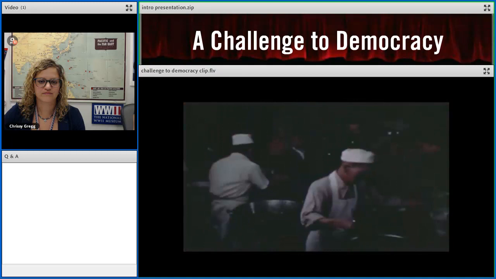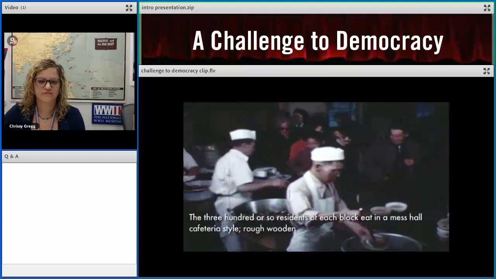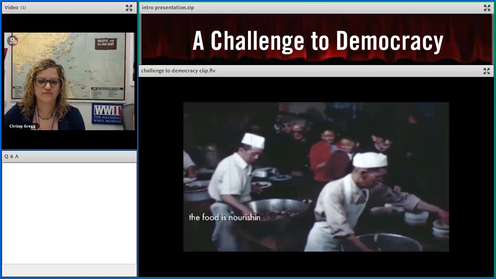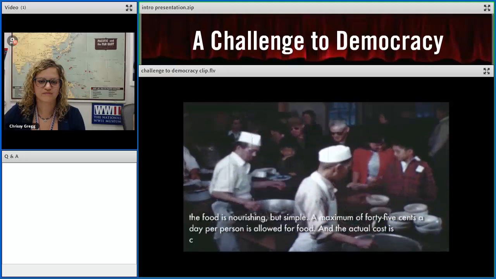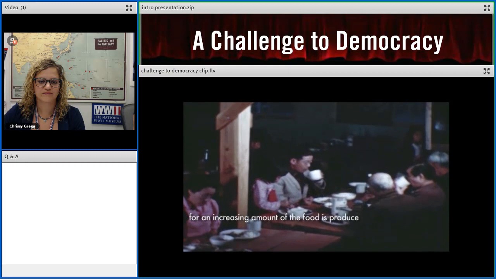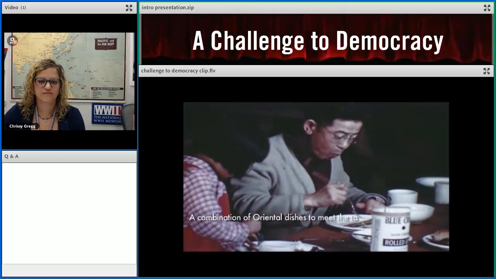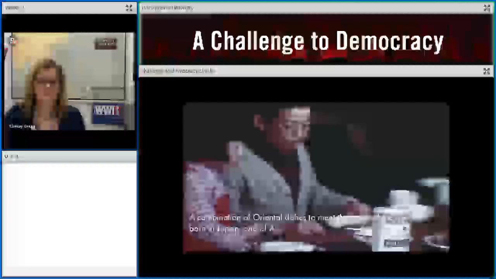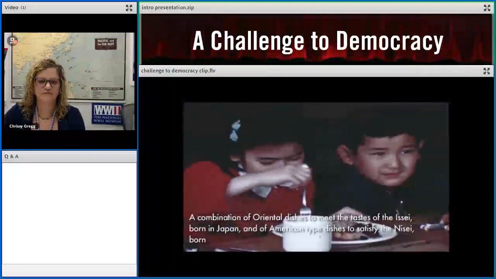The 300 or so residents of each block eat in a mess hall, cafeteria style. Rough wooden tables with attached benches. The food is nourishing, but simple. A maximum of 45 cents a day per person is allowed for food, and the actual cost is considerably less than this, for an increasing amount of the food is produced at the centers. A combination of Oriental dishes to meet the tastes of the Nisei, born in Japan, and of American-type dishes to satisfy the Nisei, born in America.